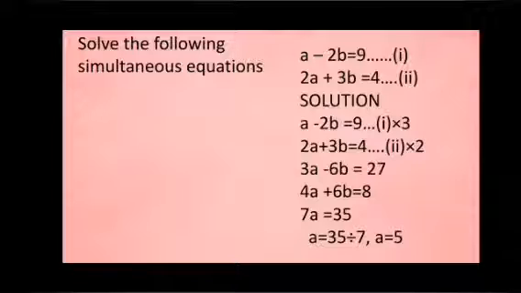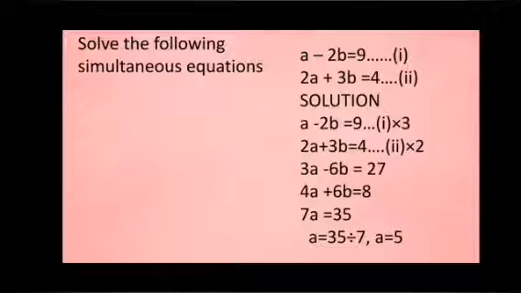I use the 2 to multiply equation 2. 2 times 2a is equal to 4a. 2 times 3b is equal to 6b. 2 times 4 is equal to 8. Notice now that the sign of b in equation 3 now is minus 6b.